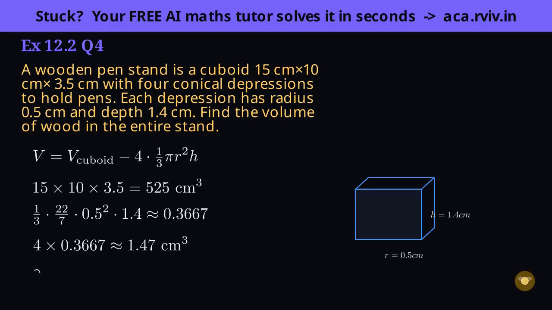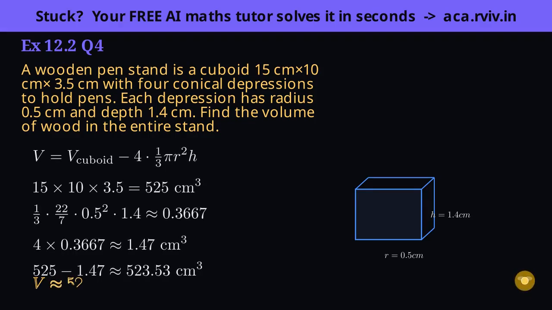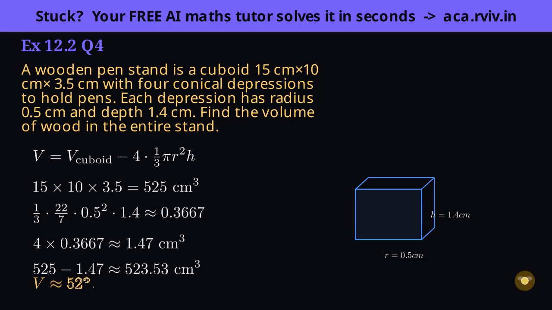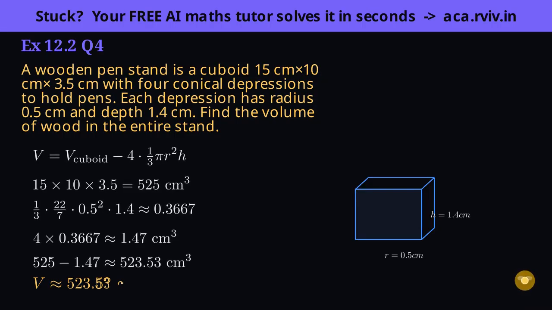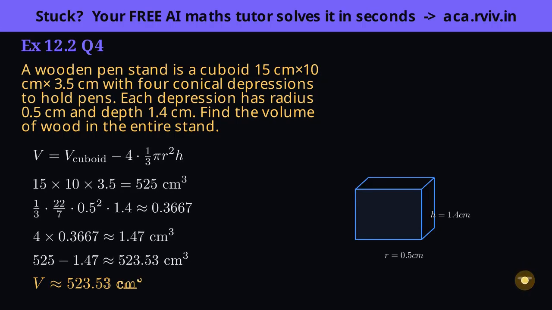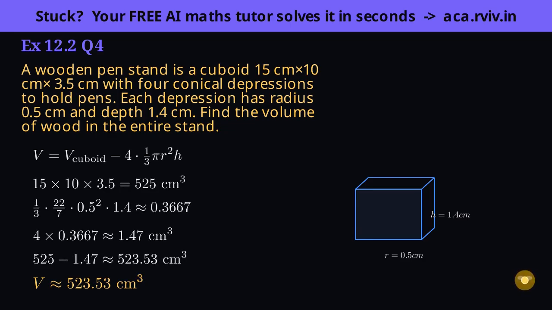Subtract the drilled out cones from the block for the wood that remains, about 523.5 cubic centimeters. The takeaway: volume of material or volume of wood means the solid you keep, not the holes. So always start from the full block and subtract every hollow you carve out. The question is asking what's left, not what's gone.